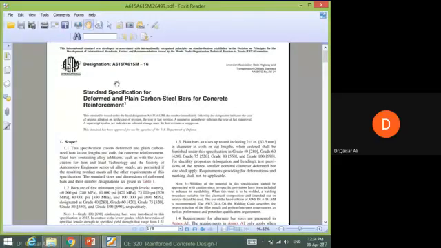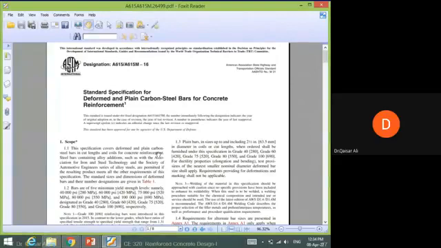This is the ASTM A615 standard specification for deformed and plain carbon steel bars for concrete reinforcement. The scope and everything is given in this. You can study this later. If you look at the name, it says standard specification. And I said earlier that specification means properties. What should be the standard properties for deformed bars? These are the properties which should exist in a bar that you would like to use in reinforced concrete.